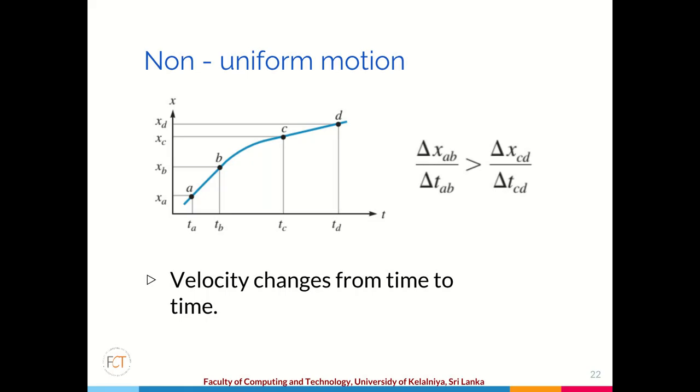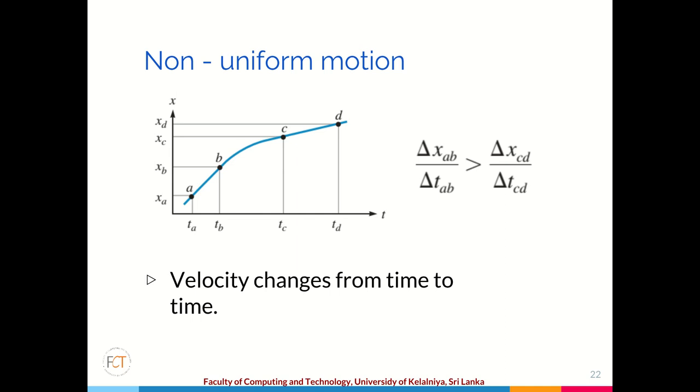Alright, so non-uniform motion is when you have a difference in velocity. As you can see, the slope of this particular graph is changing, and the slope is giving the velocity. So if the slope is changing, then you have what we call non-uniform motion. You don't have the same velocity; the velocity changes from time to time, and this is no more a uniform motion, it's a non-uniform motion.